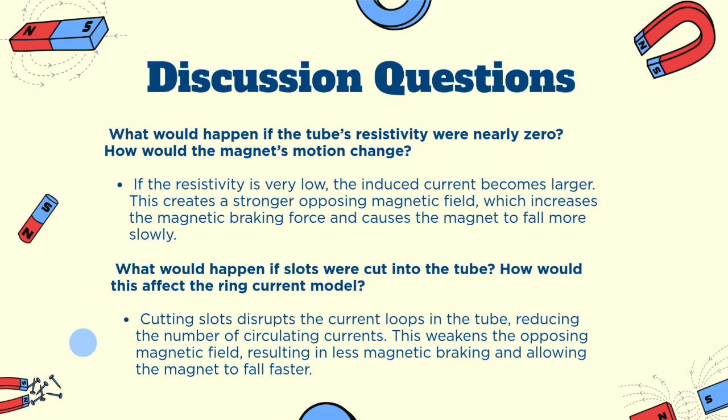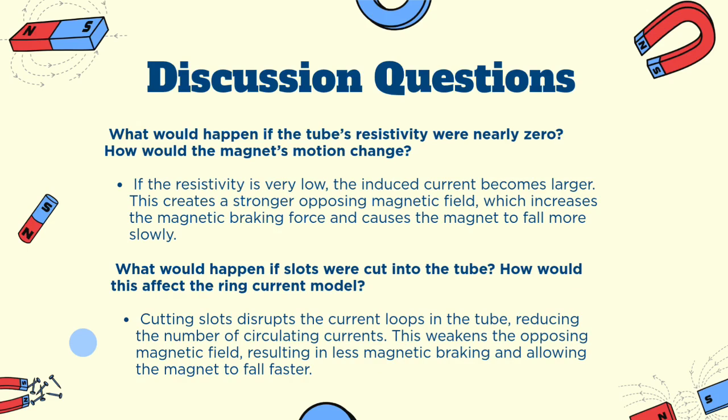So some of the discussion questions. What would happen if the tube's resistivity were nearly zero, and how would that change the magnet's motion? If it were zero, the induced current becomes larger, and this creates a stronger opposing magnetic field, which increases the magnetic braking force and causes the magnet to fall more slowly.